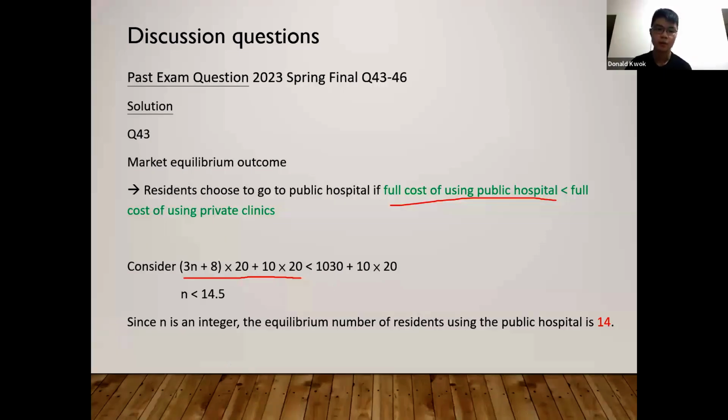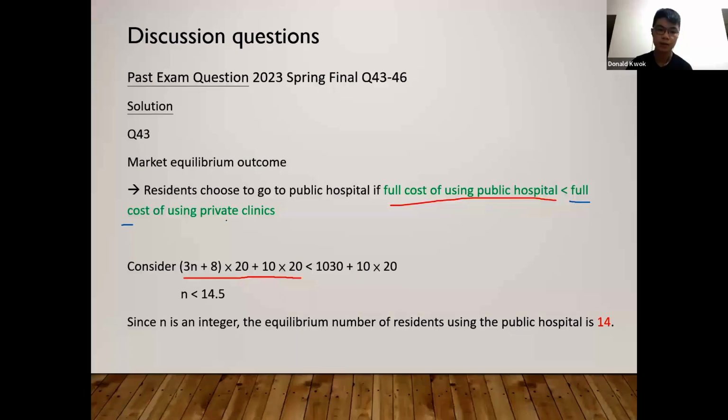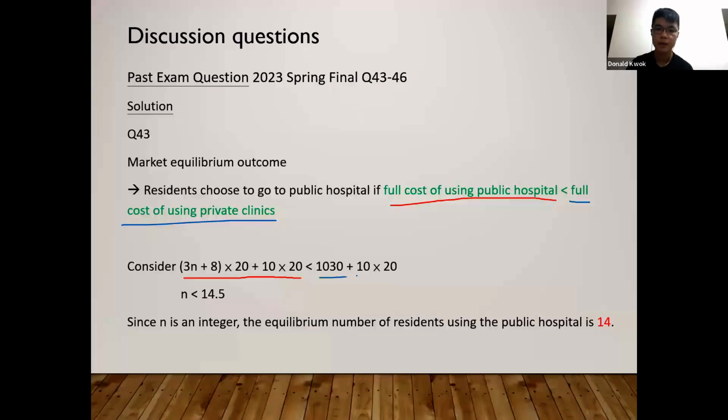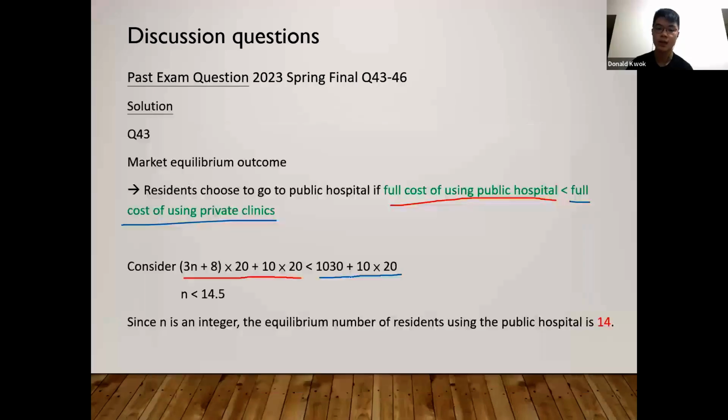How about the full cost of using private clinic? It will be composed of two parts as well. The first part is the charge, 1,030. And the second part is again the transportation cost, 10 minutes per resident and $20 per minute. So we have 10 times 20 again here. Okay. So solving this inequality, we have n smaller than 14.5. Since n is an integer again, the equilibrium number of residents using public hospital is 14.